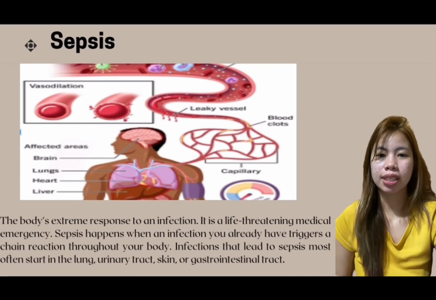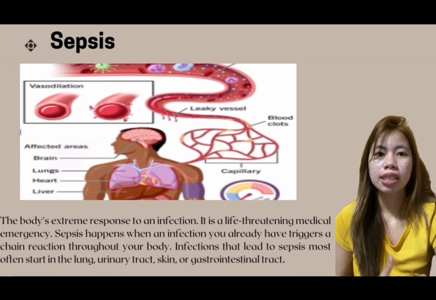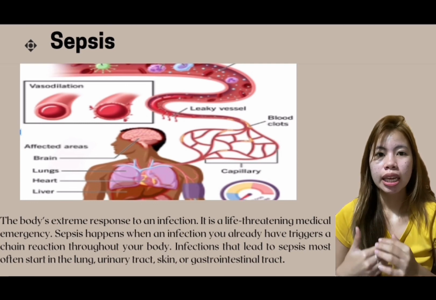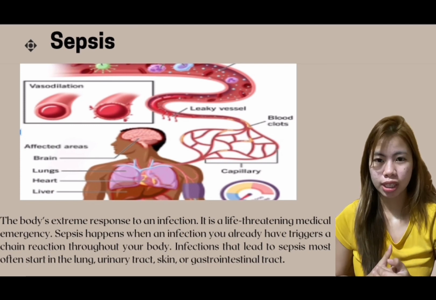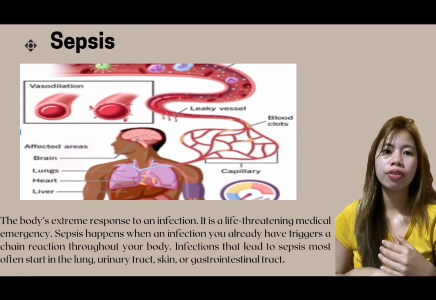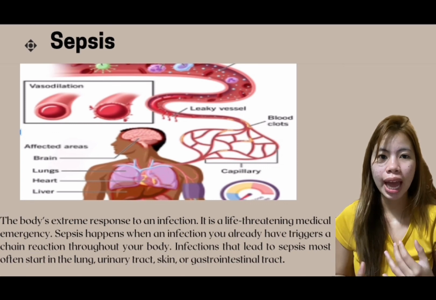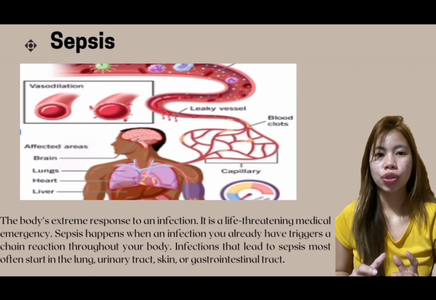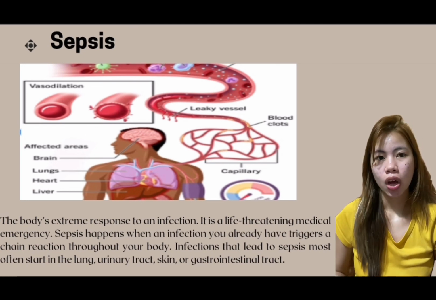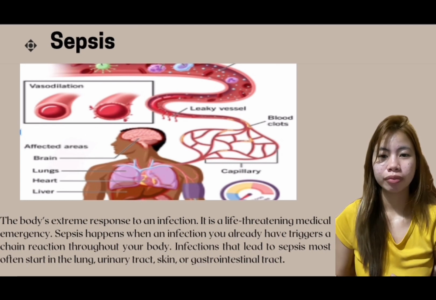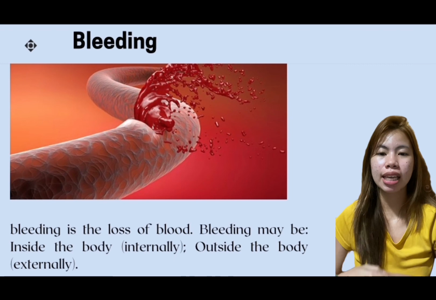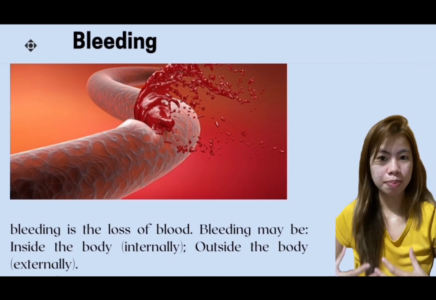And then we have sepsis. So sepsis is the body's extreme response to an infection. It is a life-threatening medical emergency. Sepsis happens when an infection you already have triggers a chain reaction throughout your body. Infections that lead to sepsis most often start in the lung, urinary tract, skin, or gastrointestinal tract. And then we have bleeding. Bleeding is the loss of blood. Bleeding may be inside the body internally or outside the body externally.